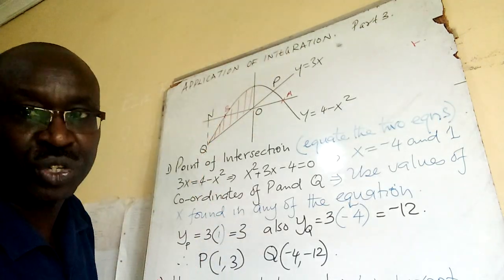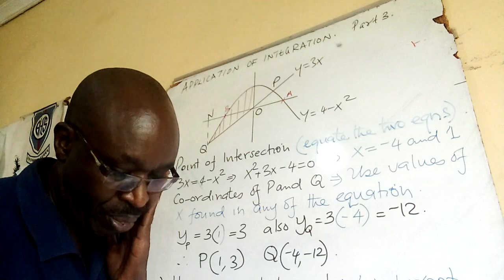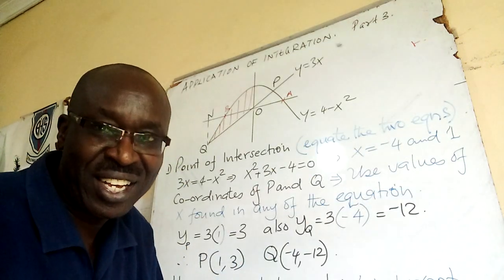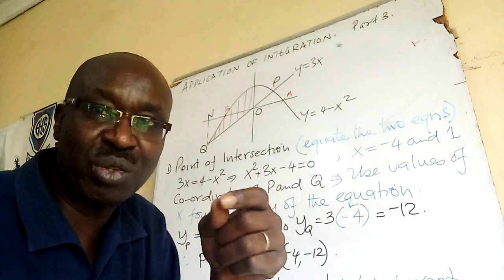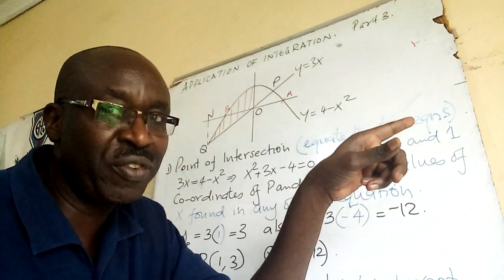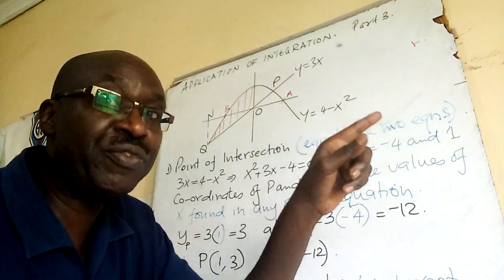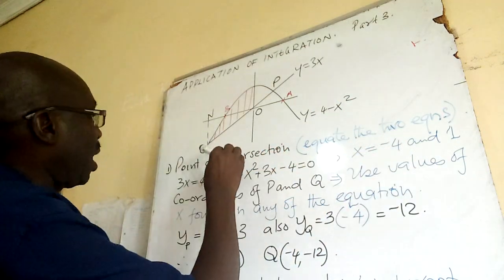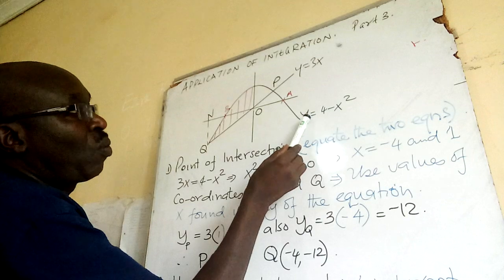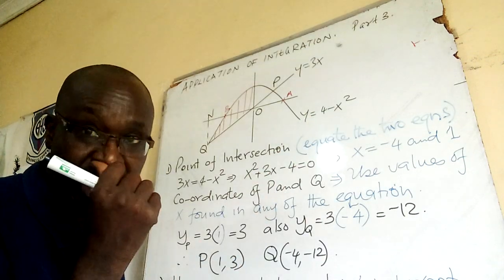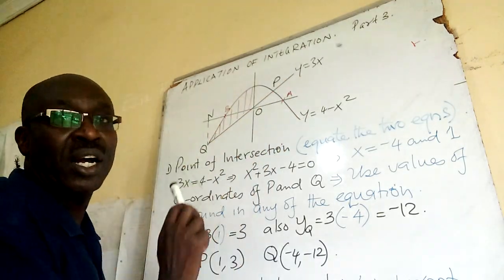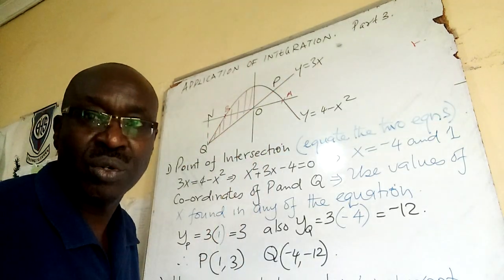So I have this question, it is from KMF, but I'm not following what is asked. I have introduced my question to see if you followed the other one, and if you didn't, get it from here. So you have a curve here, y is equal to 4 minus x squared. Then I have a line here, y is equal to 3x.